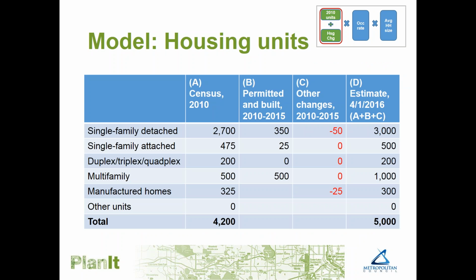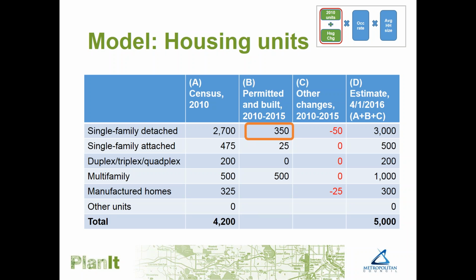Putting all those pieces together, here's how that works in practice. Here's a city that had 4,200 housing units in the 2010 census at the bottom of column A there. Let's say that 2,700 of them were single-family detached. Let's also say that this city saw 350 more single-family detached units permitted and built in the 2010 to 2015 period, as column B shows.